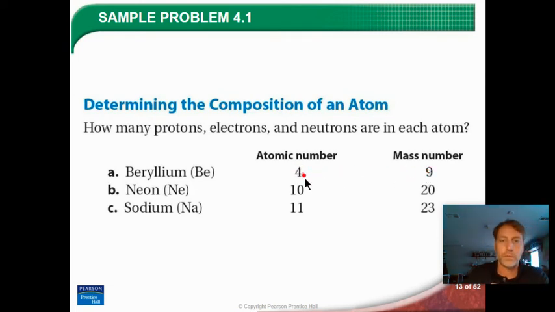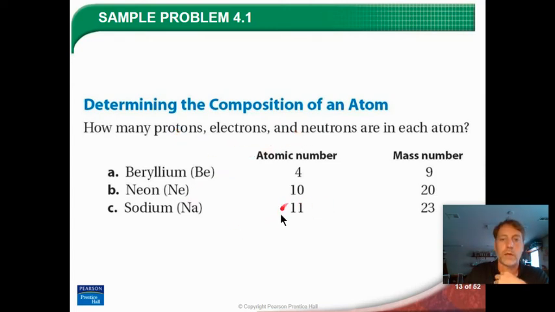Let's try another one. Neon has an atomic number of 10 and a mass number of 20. The atomic number tells me protons, which also tells me electrons. So that means it has 10 protons and 10 electrons. If I subtract 10 from 20, that gives me 10 neutrons. So neon has 10 protons, 10 electrons, and 10 neutrons.